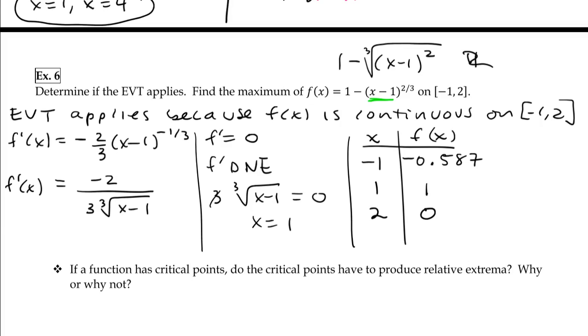Now, EVT guaranteed a max or a min, but this question only asks for a max. So let's just go ahead and answer it. We have a max of, what's our max? Well, it's the highest y value. So we have a max of 1 when x equals 1.